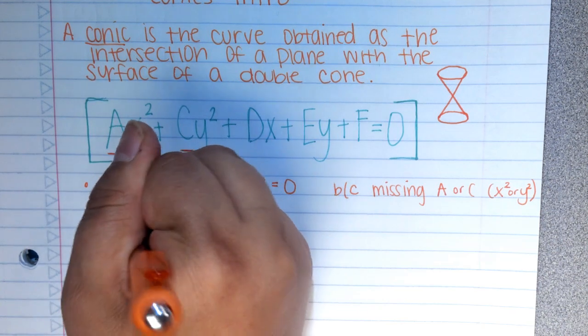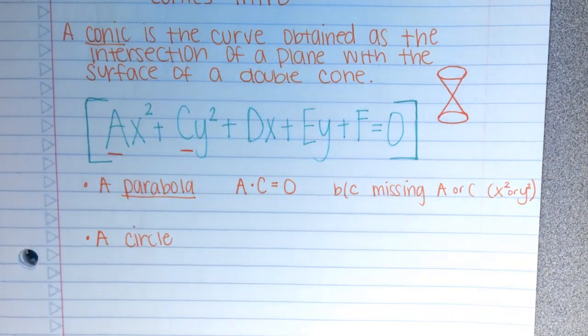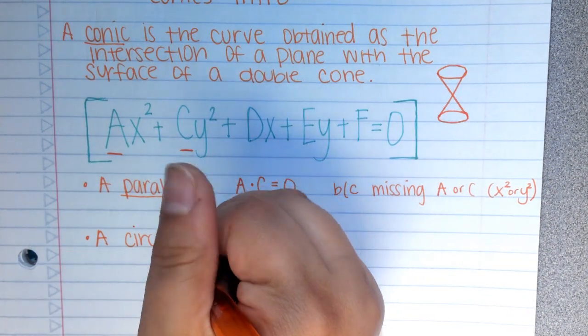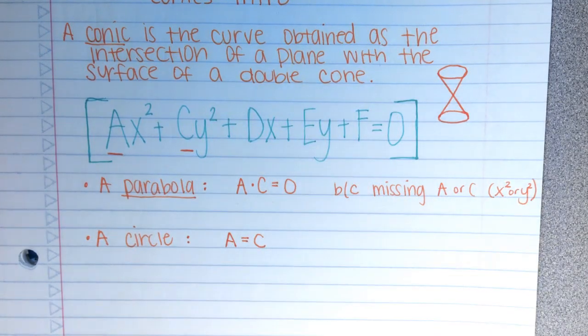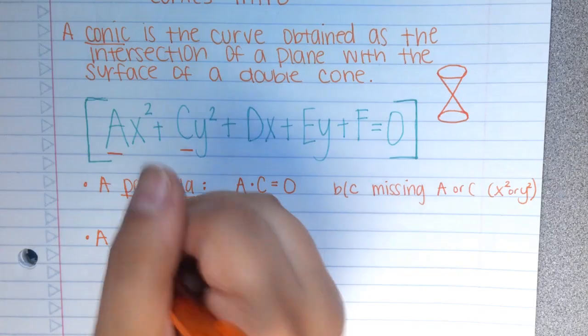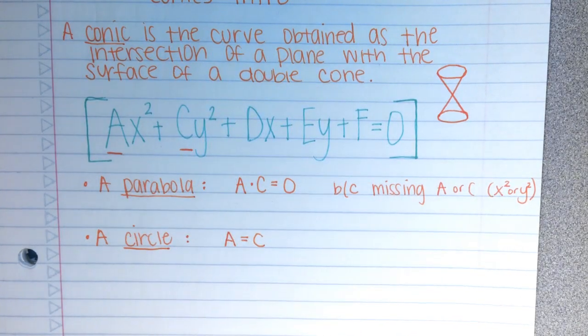A circle. For a circle, A equals C. In geometry, you were given the equation of the circle for one day. Y'all probably did very well because it's very basic. But what you need to know is that your A and your C, the coefficients in front of x squared and y squared, will be the same for a circle. Okay?